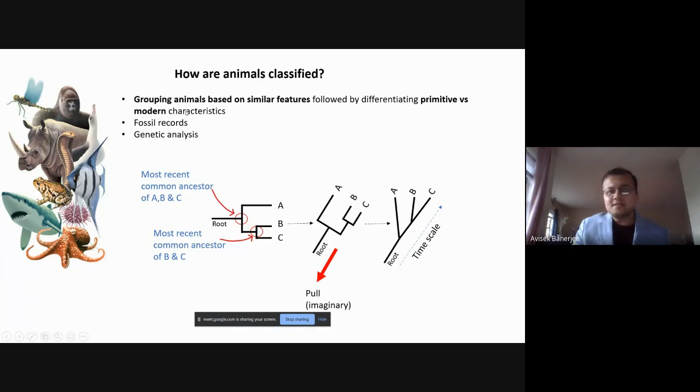So as I said, animals are first grouped together, and that is supported by fossil records. So these animals, B and C, are grouped together, and probably A has evolved earlier in the time scale, which is also supported by fossil records. And then we can say, okay, A is ancestor to B and C, having some primitive features. And B and C are more modern animals having modern and present features. Now, when I say primitive and modern features, what do I mean by that?